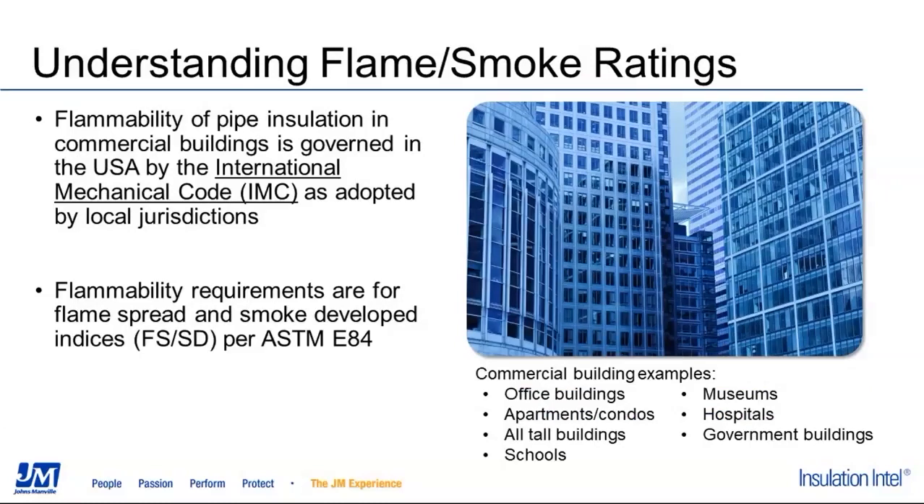Examples of commercial buildings to which these code-mandated flammability requirements apply include office buildings, large apartment or condo buildings, all tall buildings, schools, museums, hospitals, and government buildings. In the IMC, the flammability of pipe insulation is measured using the ASTM E84 or tunnel test that generates two properties, a flame spread index and a smoke developed index, often abbreviated as FS/SD, as you can see in that last bullet point.